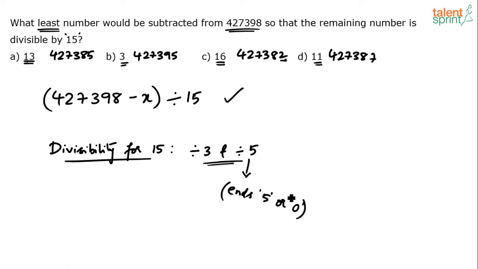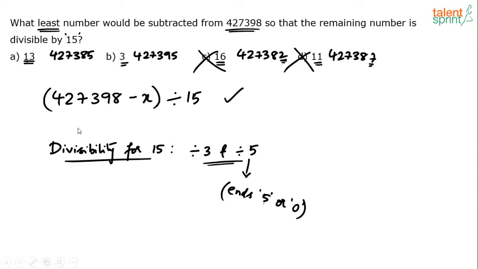When a number is ending in 2, is it divisible by 5? No, because for a number to be divisible by 5, it should end in 5 or 0. This number ends in 2. Is it divisible by 5? No. If it is not divisible by 5, is it divisible by 15? No. So C is eliminated. Similarly, this number ends in 7. Is it divisible by 5? No. If it is not divisible by 5, is it divisible by 15? No. D is also eliminated. The only options are option A and option B.